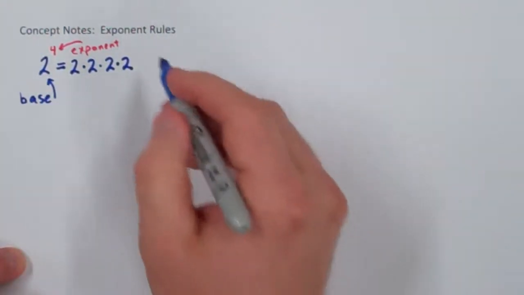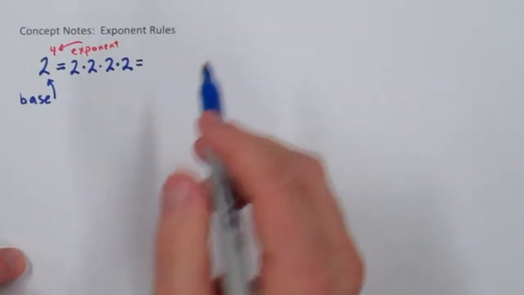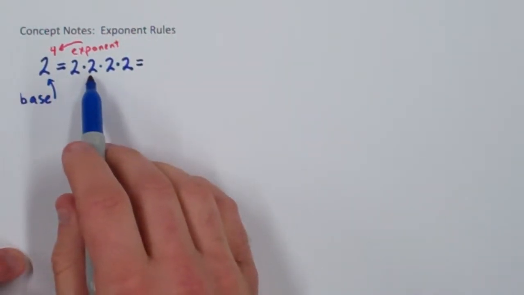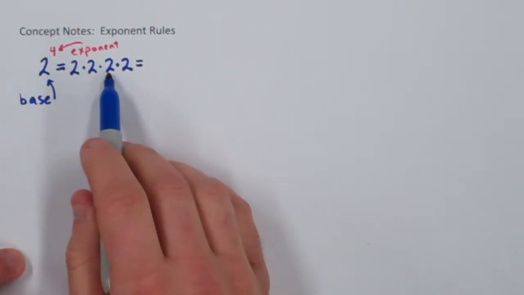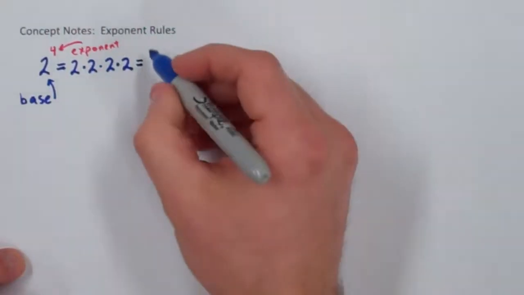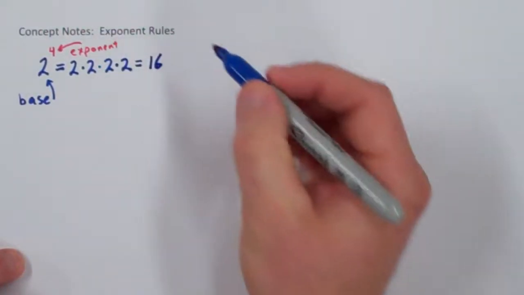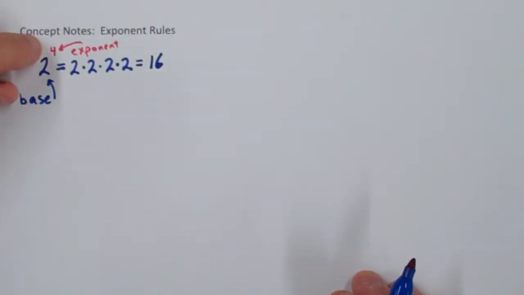Now with a number, you can actually go ahead and do this arithmetic. So 2 times 2 is 4, times 2 would be 8, and times 2 would make 16. So 2 to the 4th power, written down as just a number, would be 16.